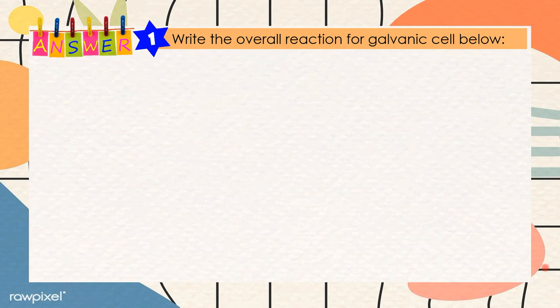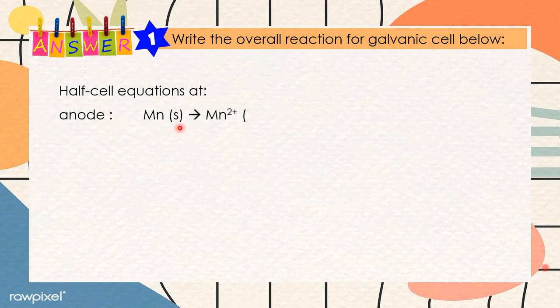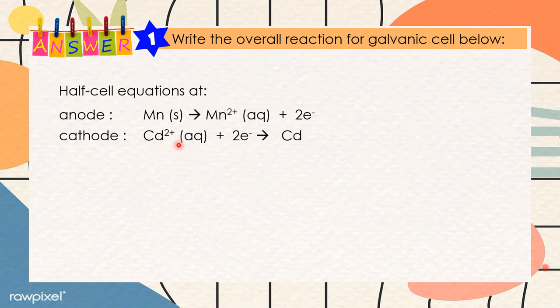So how can you answer this question? First of all, you have to write the half cell equations. At the anode, Mn solid undergoes oxidation and produces Mn2 plus aqueous and releases 2 electrons. For the cathode, where reduction occurs, Cd2 plus aqueous reacts with 2 electrons and produces Cd solid. Next, you can cancel out the number of electrons since on both sides the number of electrons is equal.